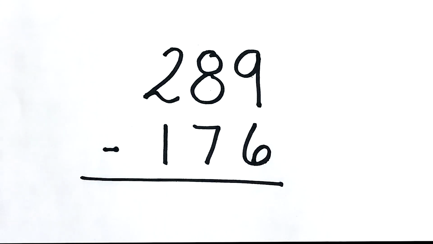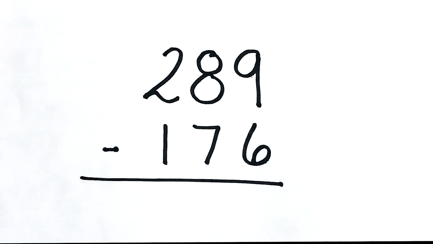All right, next we're going to solve this problem. We're going to take 289 minus 176. Now, we don't have to do some borrowing that they usually say whenever you're subtracting a bigger number from a smaller number. So in this case, we don't have to do it.